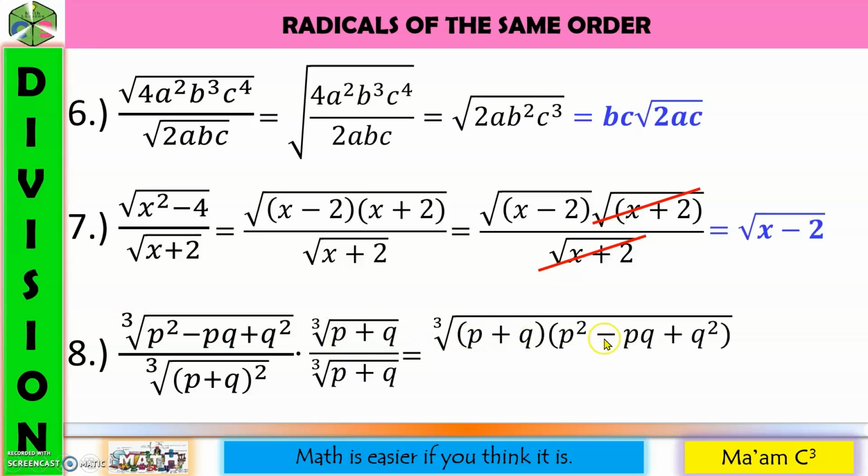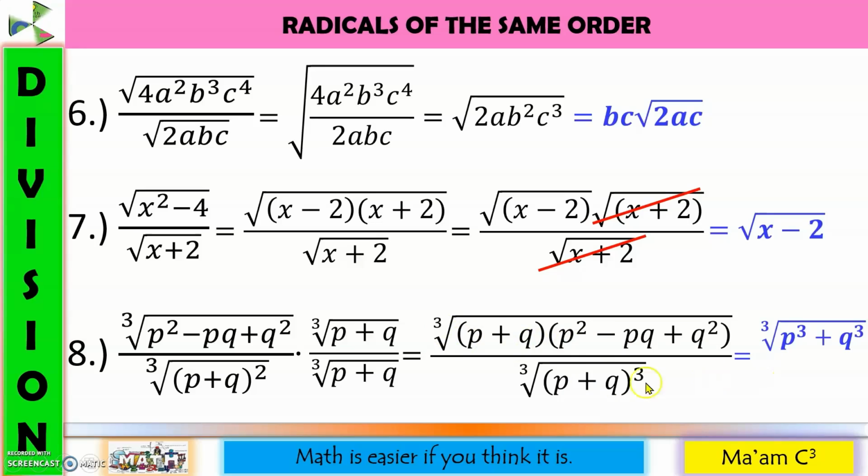I just rearrange them. And then here 2 plus 1 is 3. So we have cube root of p plus q cubed. I hope you still remember your algebra. These are factors of sum of two cubes. So this is cube root of p cubed plus q cubed. For the denominator, the index here 3 and the exponent will cancel out, so over p plus q.